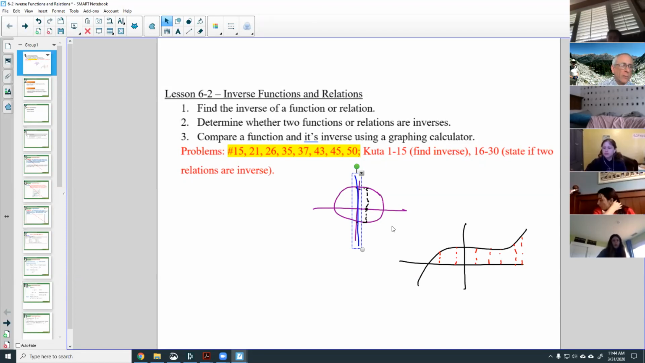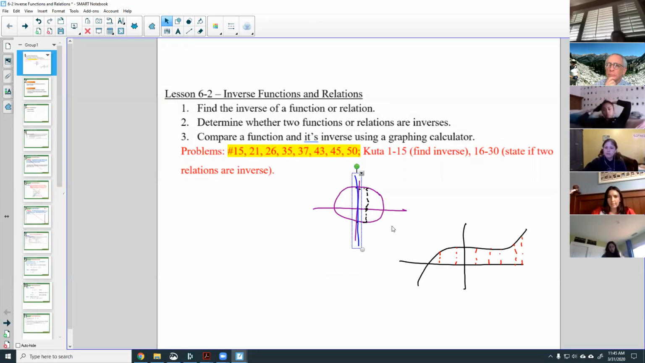So does anybody want to speculate on why functions are so important? I mean, why are we always talking function, function, function? There's a very good reason, a very practical reason why we're always talking about functions. Any speculation?